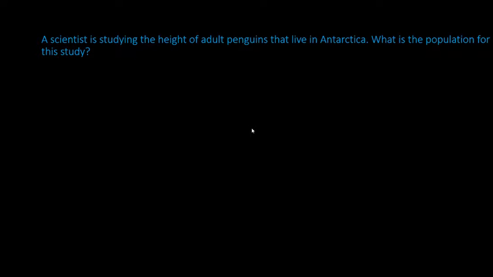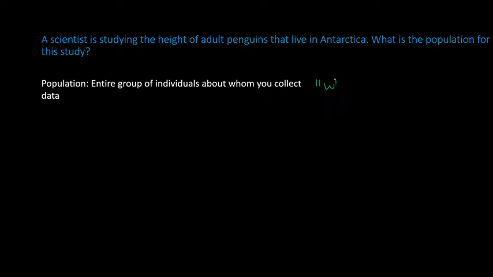A scientist is studying the height of adult penguins that live in Antarctica. What is the population for this study? So looking at population again, what's the definition? It's the entire group of individuals about whom you collect data. So who are we collecting data about? And notice it's kind of a who question, right? They're studying the height, but a height is not part of an individual, right? So who are the individuals we're studying?